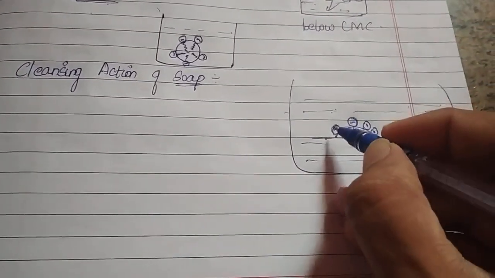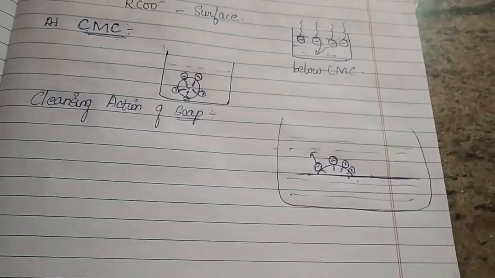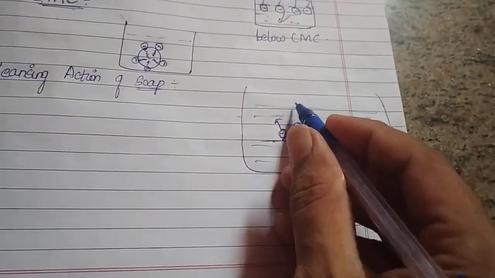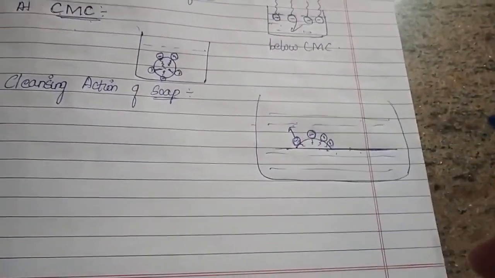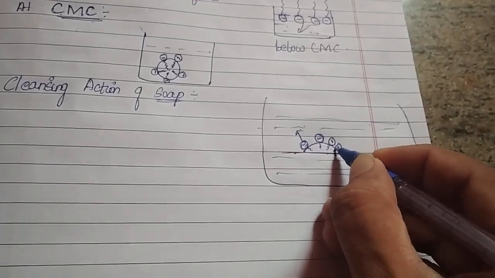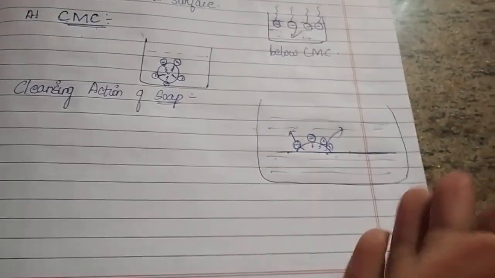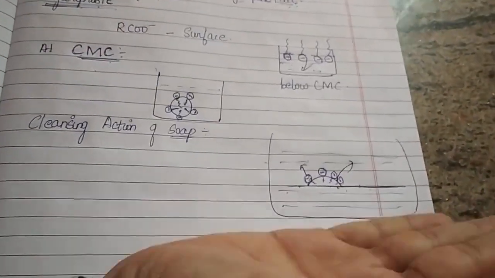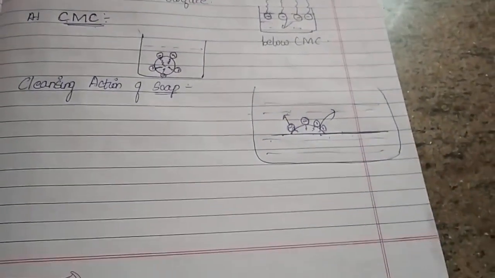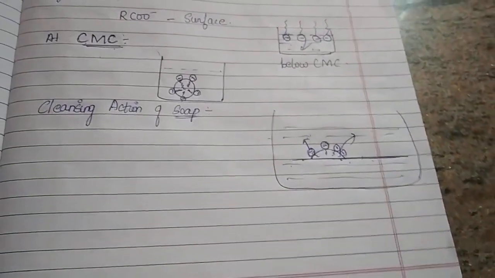So what happens? These hydrophilic groups try to move towards the water. But when they try to move towards the water, what do they do? They will not go alone. They will not go alone. Along with them, they will also take the dirt with them. So in this way, what happens? Dirt goes along with your micelle and your clothes become dirt free. This is the major cleansing action of your soap.